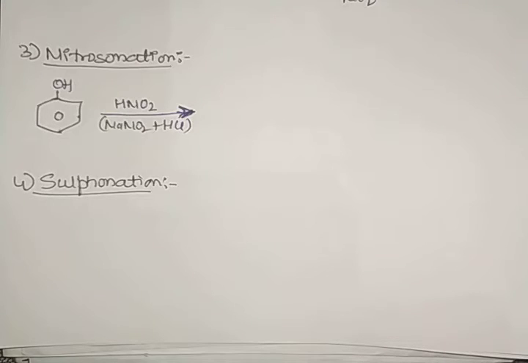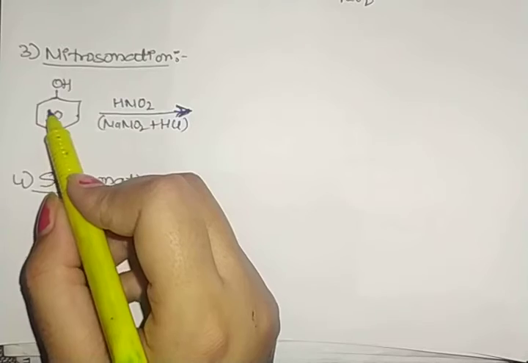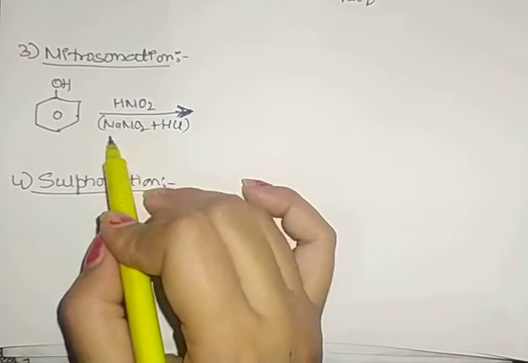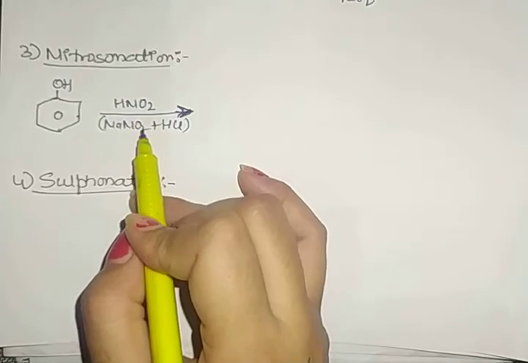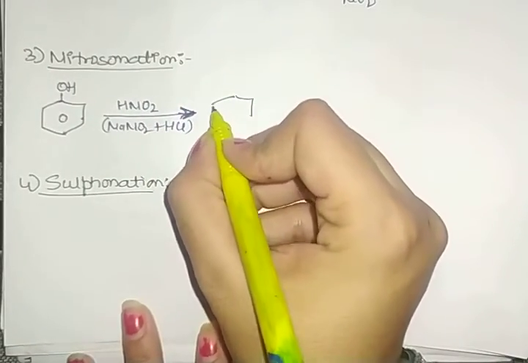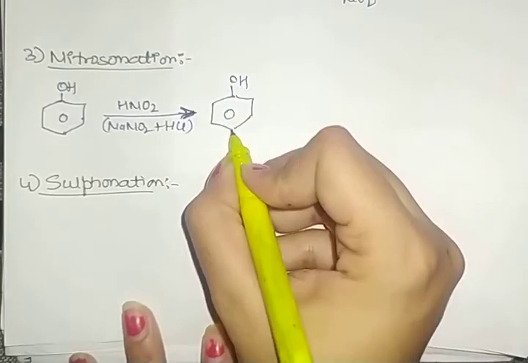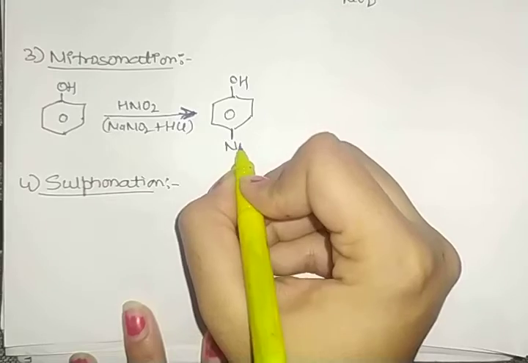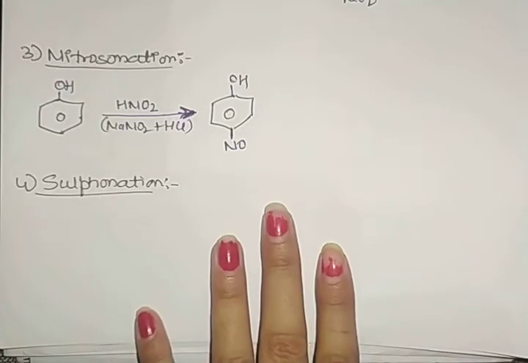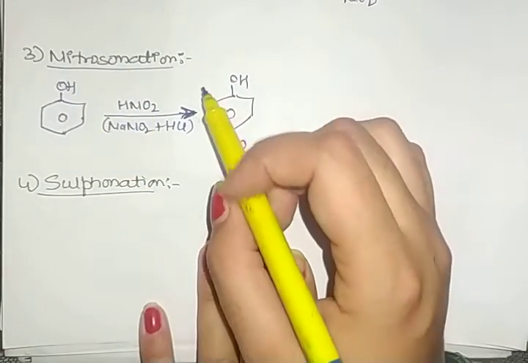Now the next reaction is nitrosation. Okay, now what is this? In this, we are treating this phenol with nitrous acid at low temperature, so it will form para-nitrosophenol. Okay, that means here we have OH, and at the para position NO, which is known as para nitroso. Okay, para-nitrosophenol. So this reaction is known as nitrosation.